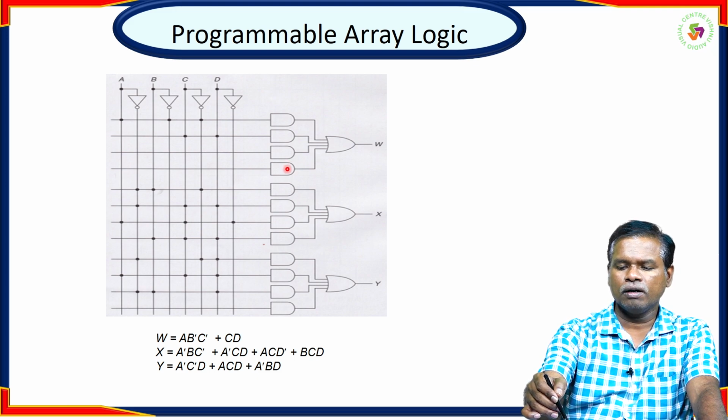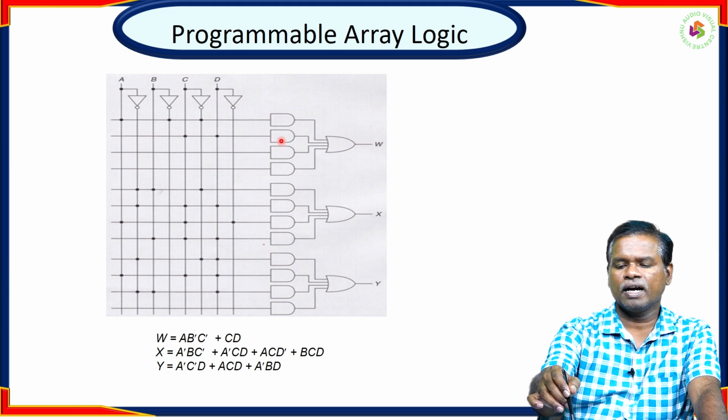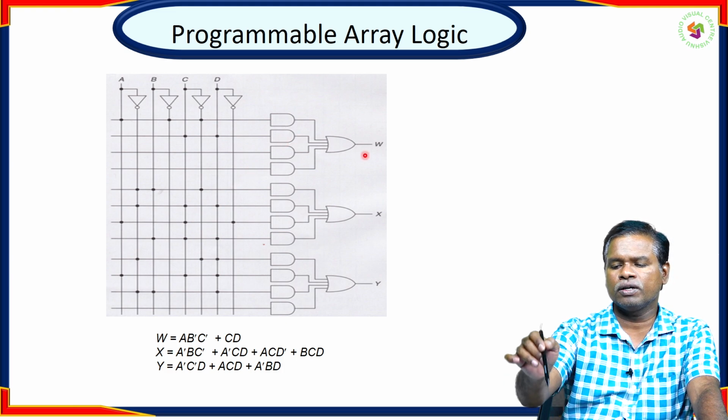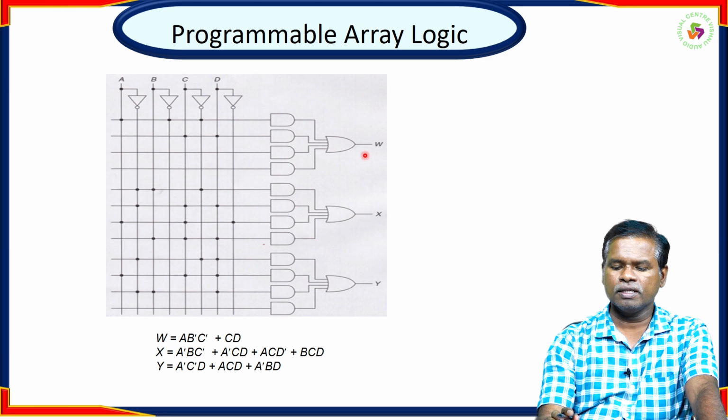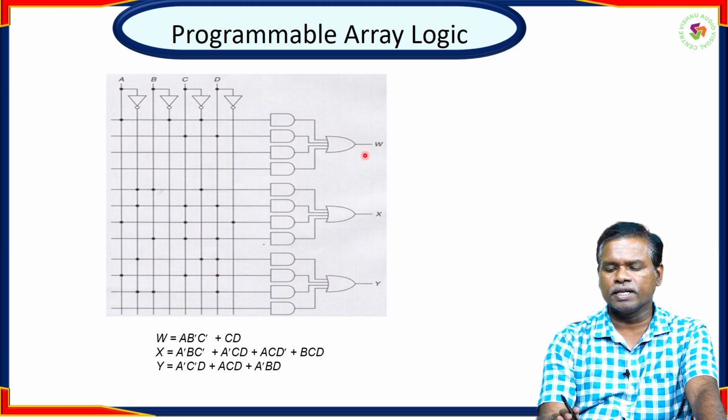The third and fourth terms are not required. Even though we use those two AND gates, we do not connect them to any input. So only the first AND gate and second AND gate outputs will be given to W, which gives us the term A B' C', OR with CD.